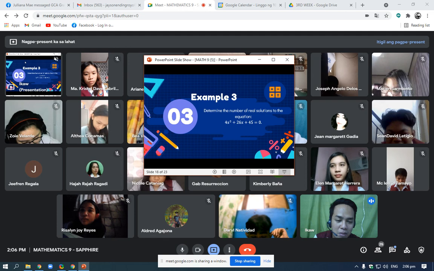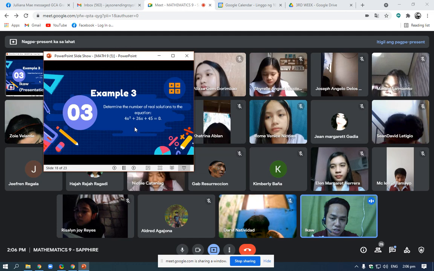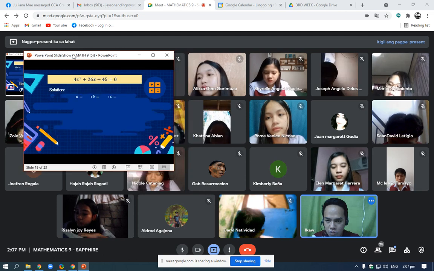Okay, equals 0. Okay, so we're going to determine the number of real solutions to the equation 4x squared plus 26x plus 45 equals 0. Then, again, the first thing to do is to find the values of A, B, and C. Then, what is the value of A based on the given quadratic equation? The value of A. Nicole?